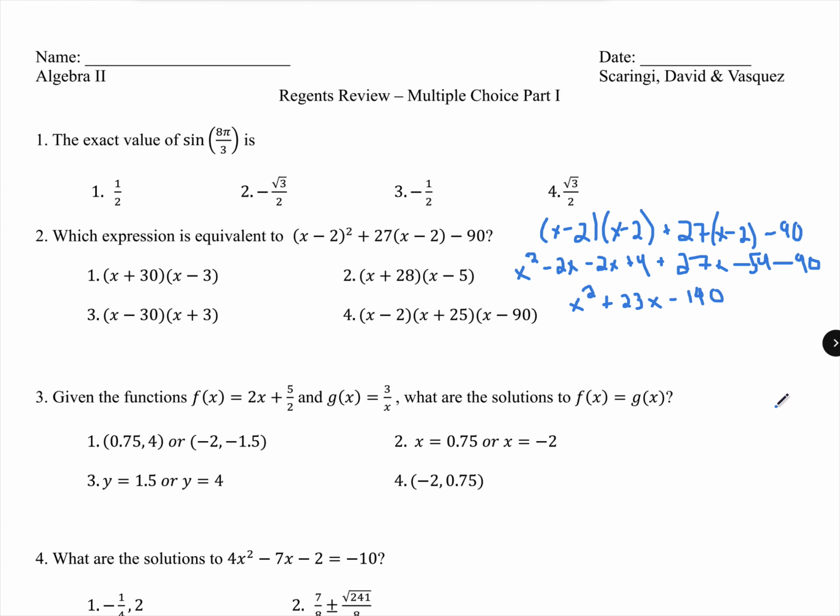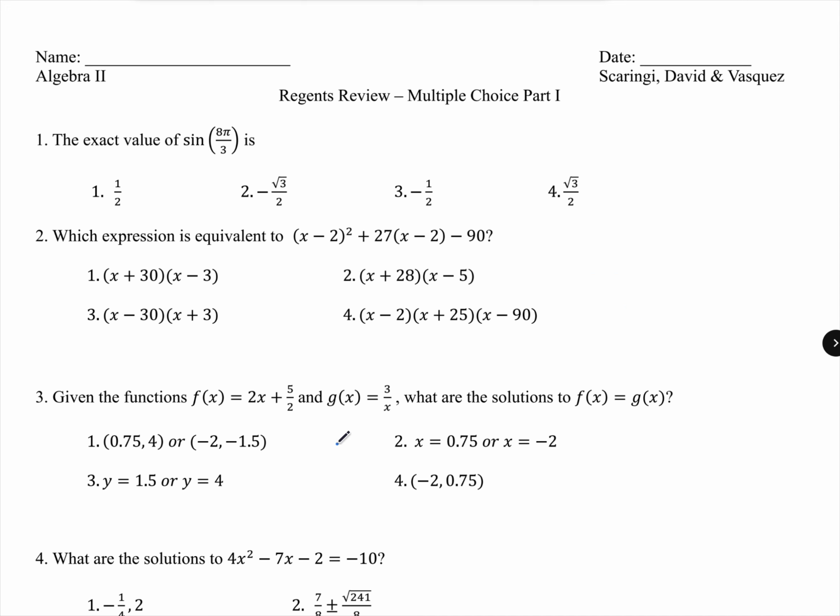And then from here, I'm just going to see which numbers multiply up to negative 140 but add up to positive 23. I have help because all my answers are already here, all my factors are already here. If I look at number 2, indeed, 28 times negative 5 gives me negative 140, and 28 minus 5 gives me positive 23. So my two factors are x plus 28 and x minus 5.